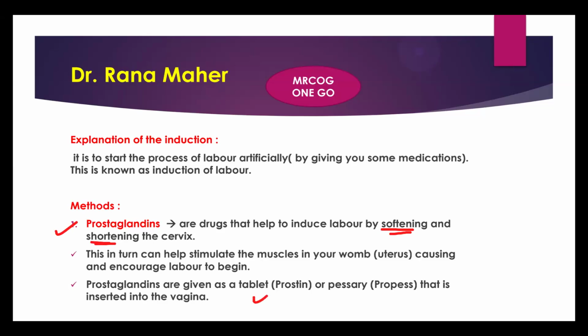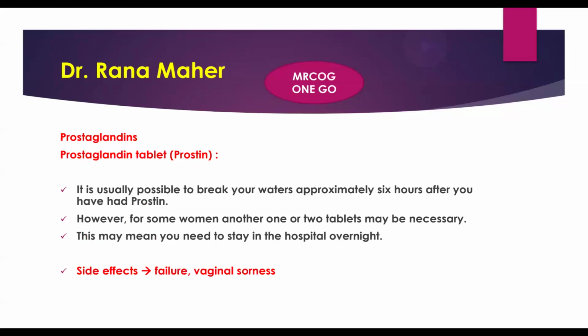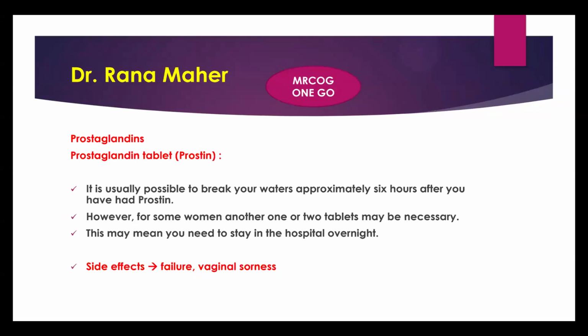Prostaglandins can be given as a tablet or pessary. The name of the tablet will be Prostine, and the pessary Propass. The Propass can be inserted in the vagina or in the frontal passage. With the Prostine tablet, it's usually possible to break your waters around 6 hours after taking it. Usually the patient will respond from the first dose. However, in some patients, we may need to give a second dose. So 1 or 2 tablets may be necessary, and we need to keep the patient in the hospital overnight.